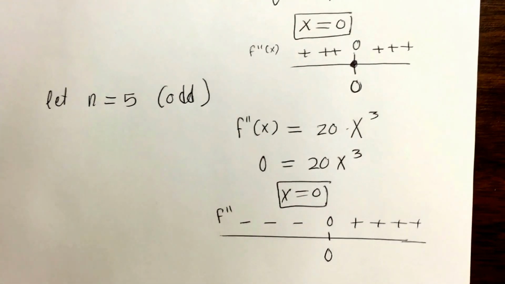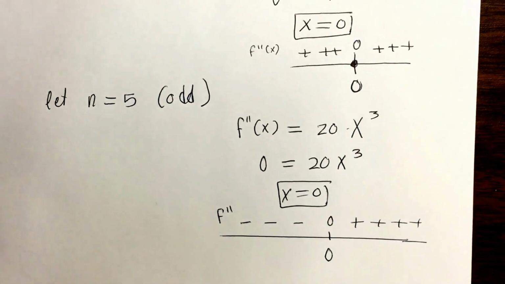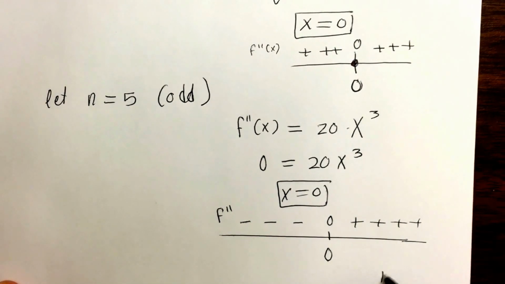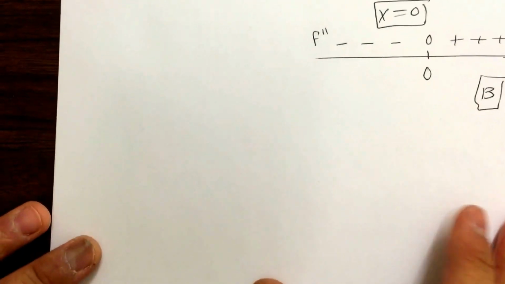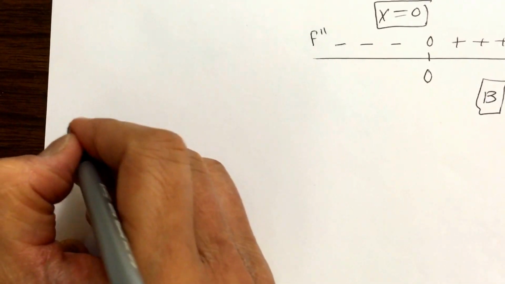Okay, so you go back and you pick the fact that there's inflection when n is odd, which means that your option is B. Number 18.